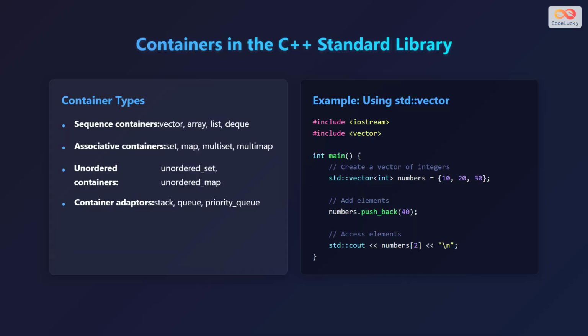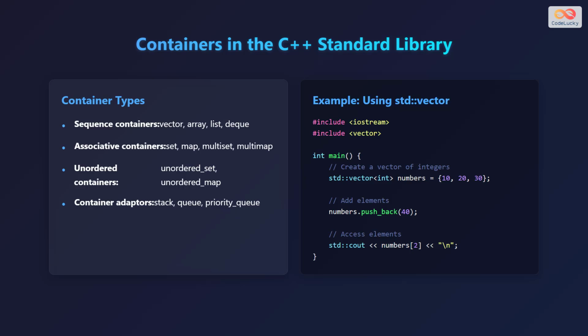Let's take a closer look at containers in the C++ standard library. There are several types of containers, including sequence containers like vector, array, list, and deque. Associative containers like set, map, multiset, and multimap. Unordered containers such as unordered set and unordered map. And container adapters like stack, queue, and priority queue.